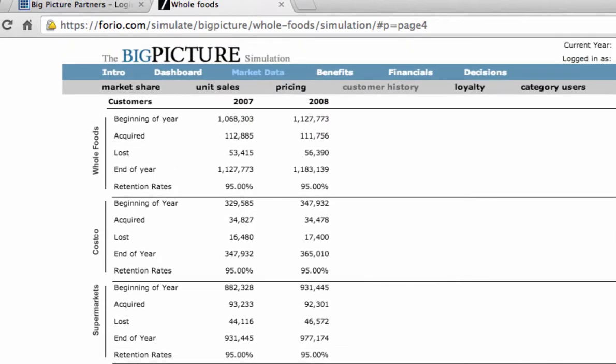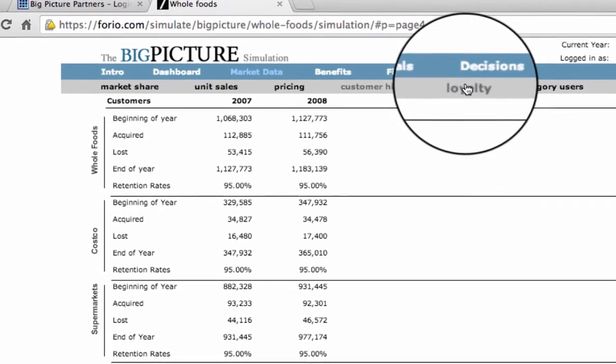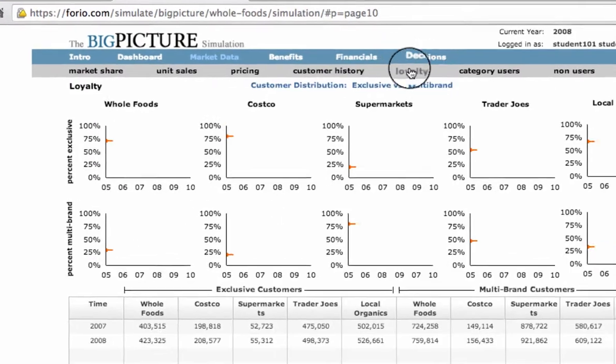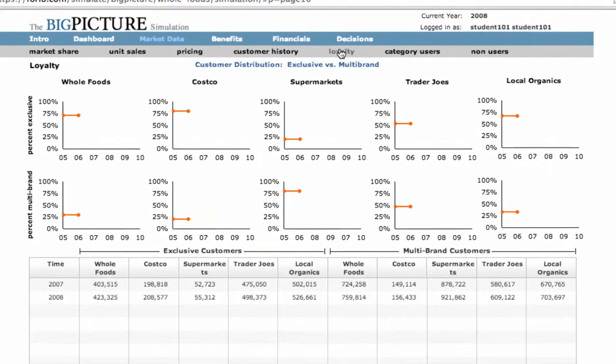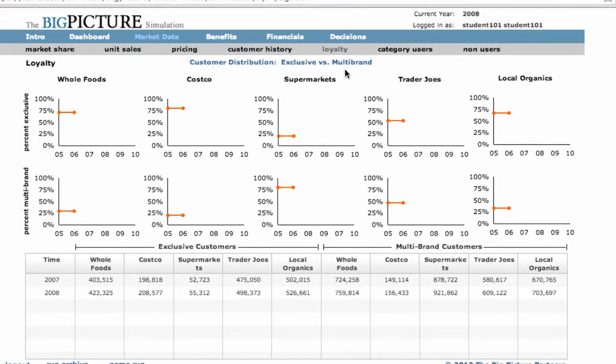We can also look at our customer mix under the Customer Loyalty tab. On this screen, we get to see what percentage of our users are exclusive versus multi-brand. And this is represented graphically. In addition, we are presented with the raw numbers of exclusive and multi-brand users for ourselves and for each of our competitors.